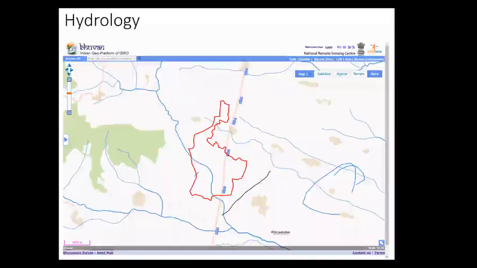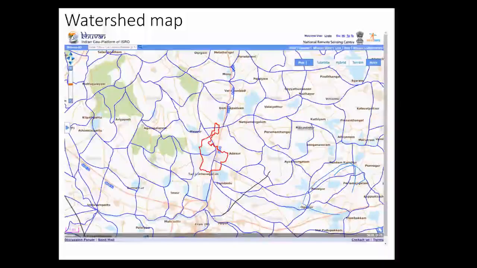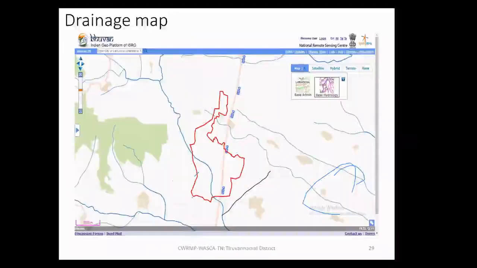All these things we have given. This is a watershed map. Based on the watershed, they can go ahead and do plantation, strengthening of the bunds and other things. And this is a drainage map. Once they have the drainage map, they can know where the drainage starts and where it ends in their Gram Panchayat. Based on that, they can plan the bund strengthening and desiltation work and other things. And this is monitored also.